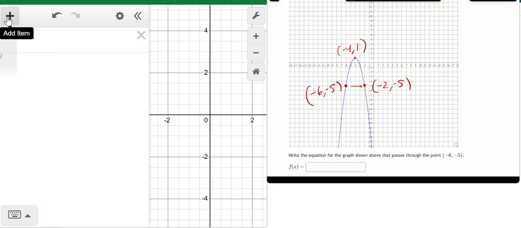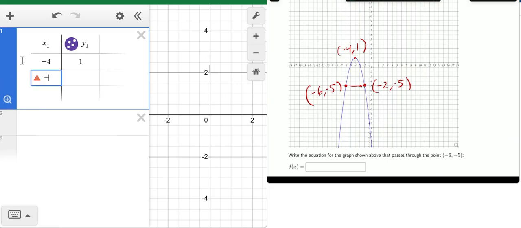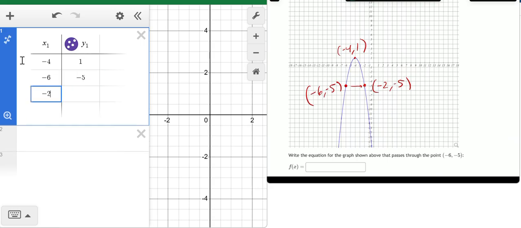Okay? And this is also going to be on your SAT. You will have this ability to use this, again, on the SAT. If you build a table, so plus table, add table, and then you plot these 3 points. So -4, 1 is one set of points, -6, -5 is a second set of points, and -2, -5 is your third set of points. Once you do that, you can use what's called regression equations to find the equation of that line.